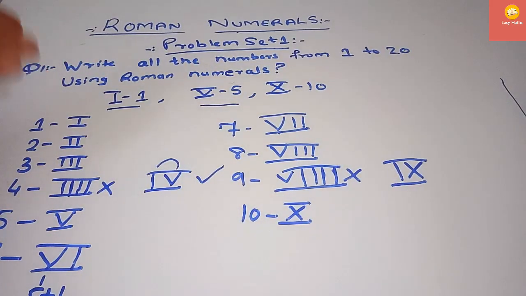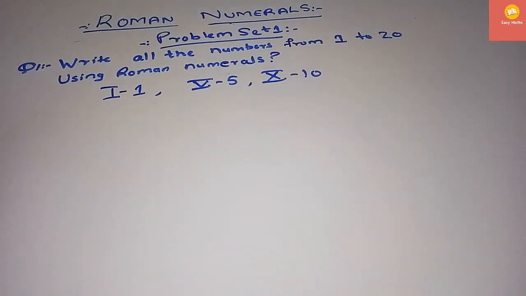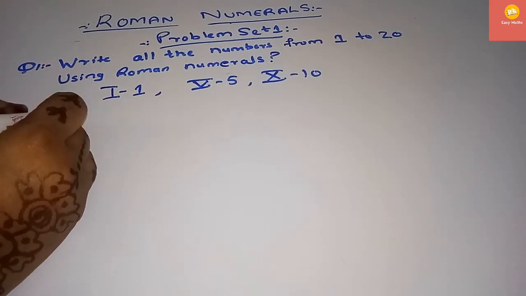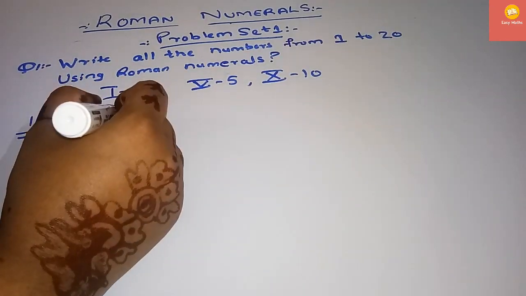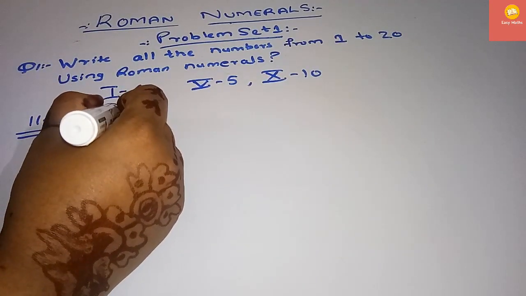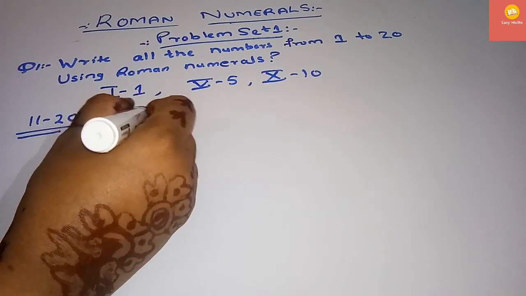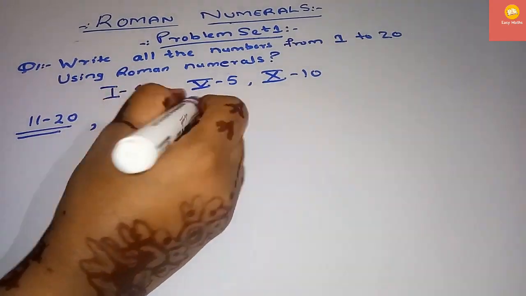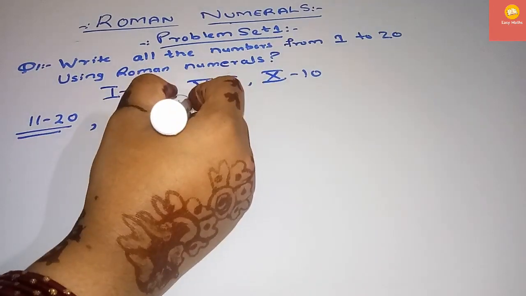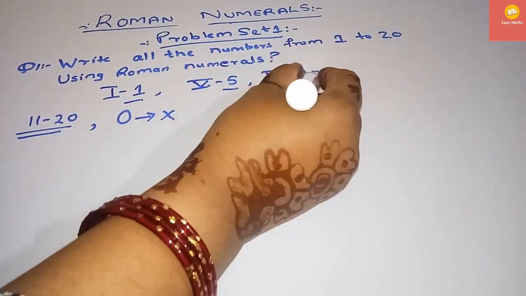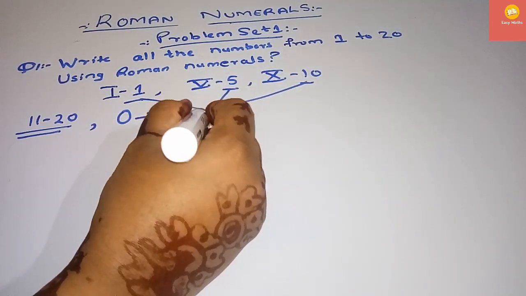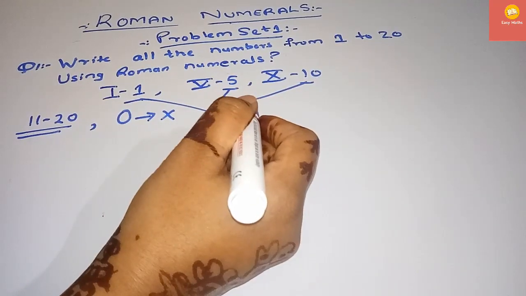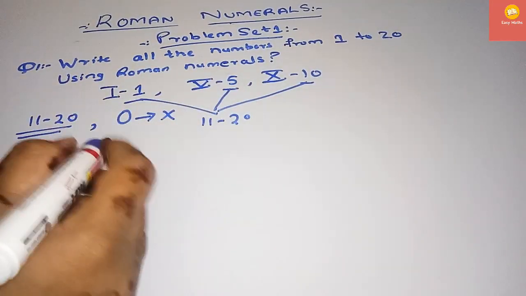Now let's write from 11 to 20. Now student, let's write down from 11 to 20. Keep in mind, we don't have any zero number. Means zero symbol we don't have in Roman number. Okay. We have only 1, 5, 10. Using these three numbers, we are going to write down the numbers from 1 to 20. Okay. How to do that?